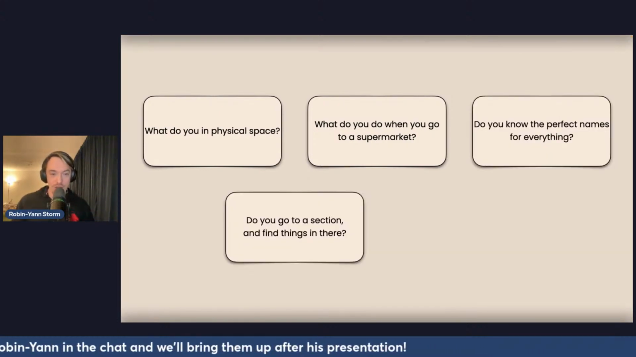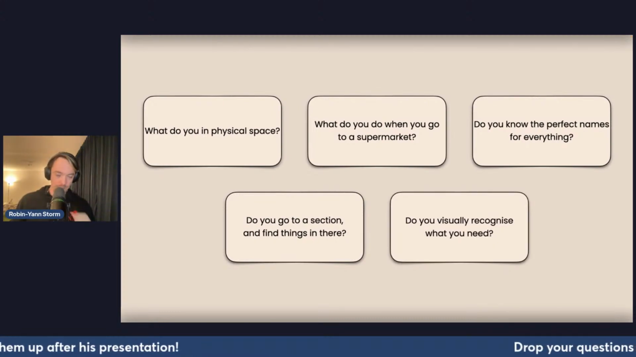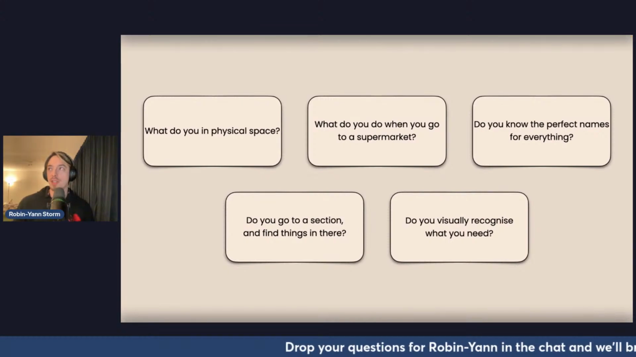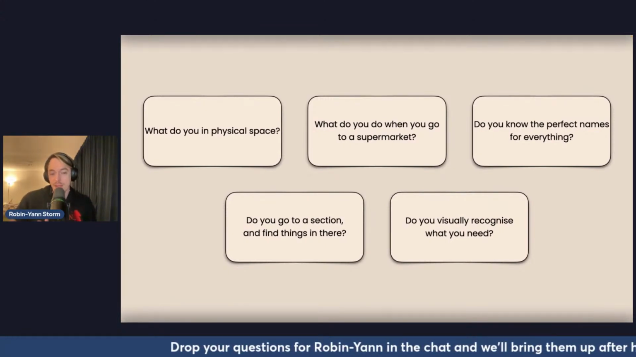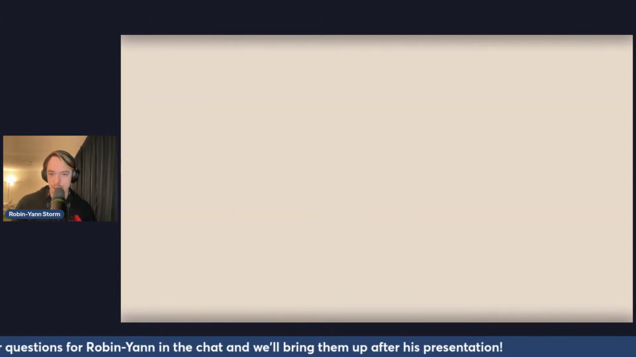Or do you go to the bread section and you find bread? Do you visually recognize what you need? That's probably the thing you do more often, right? There are some names you remember, but most of the time you're looking around until you spot something, you grab it, and then you read it, right? But it's much more visual based than exactly name based.